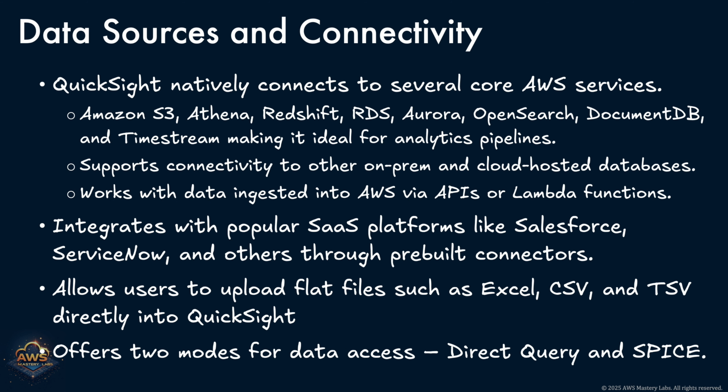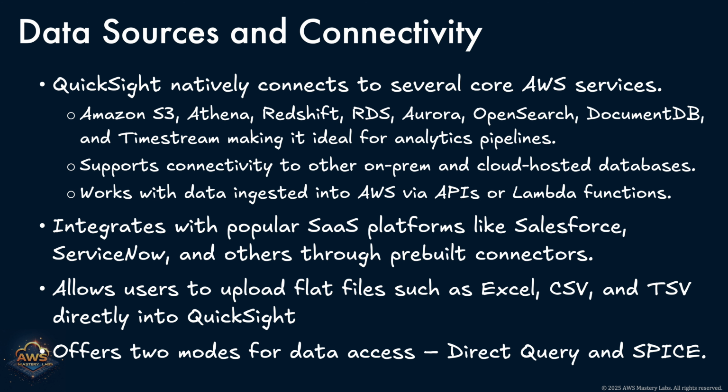Amazon QuickSight offers a wide range of data connectivity options, making it a versatile choice for organizations with diverse data landscapes. One of QuickSight's greatest strengths is its native integration with AWS services. You can seamlessly connect to Amazon S3, Athena, Redshift, RDS, Aurora, OpenSearch, DocumentDB, and TimeStream. Another powerful feature is QuickSight's ability to support API-based data integration. By combining AWS services like Lambda and API Gateway, you can stream data from external sources like IoT devices, transaction systems, or custom apps into QuickSight for near real-time analytics.